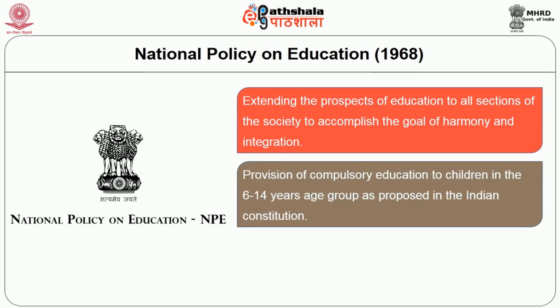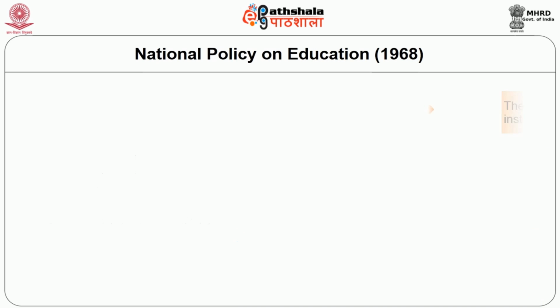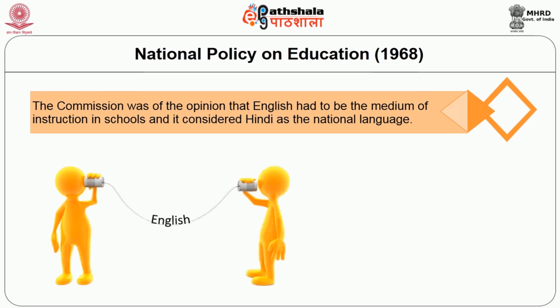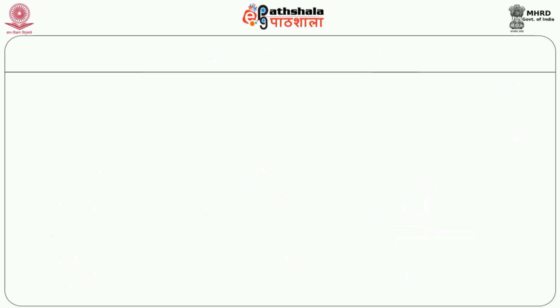The policy suggested the provision of compulsory education to children in the 6 to 14 years age group as proposed in the Indian Constitution. Further, it also recommended that regional languages must be encouraged for use in secondary schools. The Commission was of the opinion that English had to be the medium of instruction in schools and it considered Hindi as the national language.